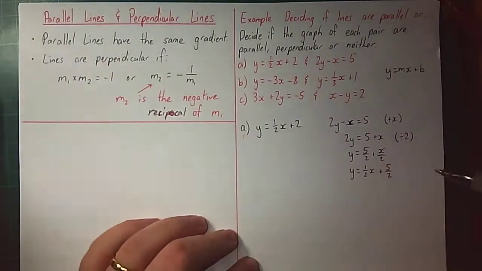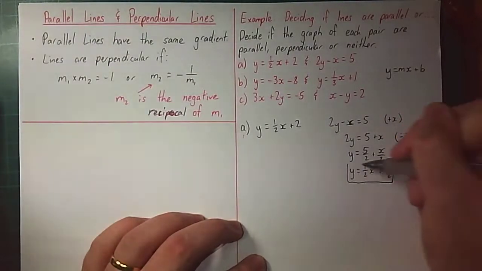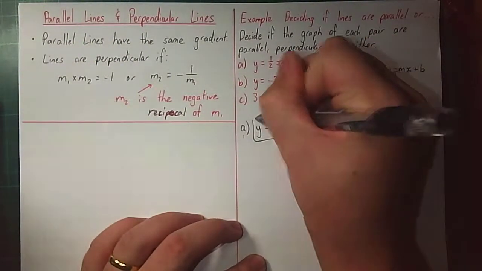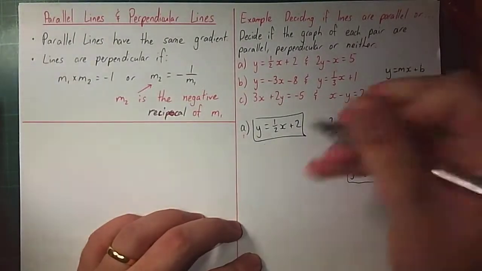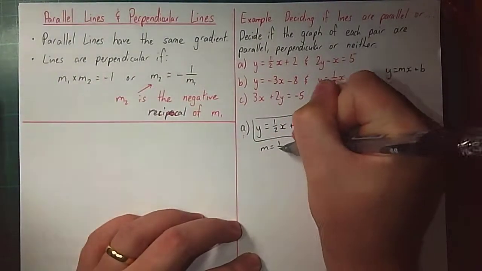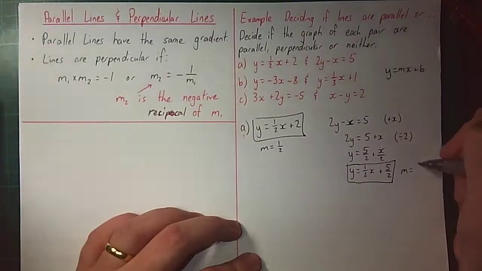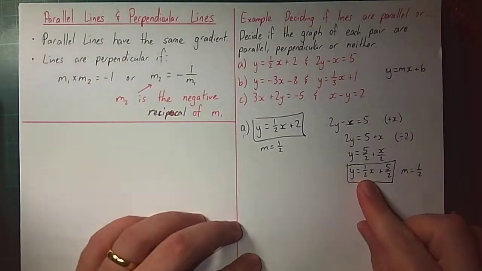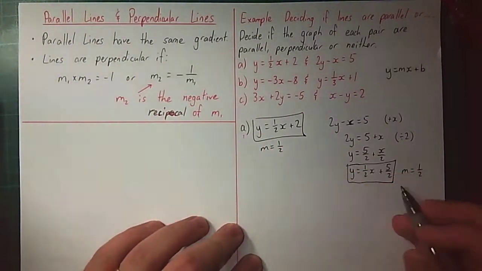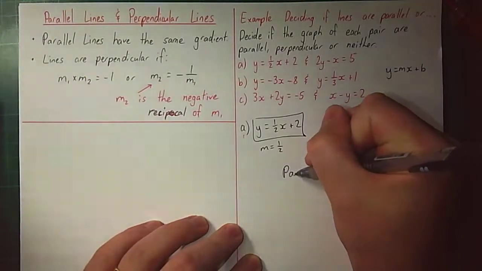Now that we have them in the form of y equals mx plus b, we can see that the m for this one is 1/2, and that the m for this one is also 1/2, looking at the number in front of the x here. As they're the same, that means that they are parallel.